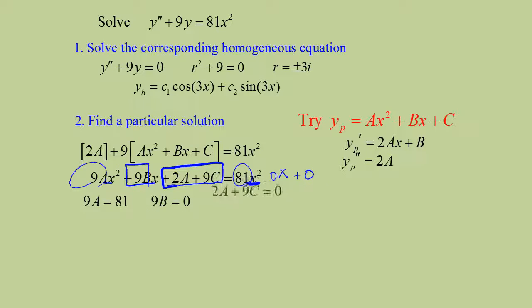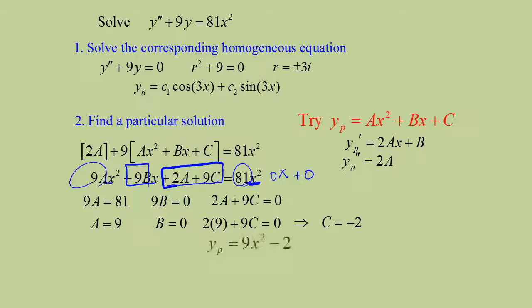And so, when we solve these, in the first one, if 9a is equal to 81, then a has to be equal to 9. Second one, b has to be equal to 0. And since we've already found a, in the third one, we've got 2 times 9 plus 9c equals 0, which gives c equals negative 2. So here is our particular solution. We take that and the answer from number 1, put them together, and we've got our general solution.